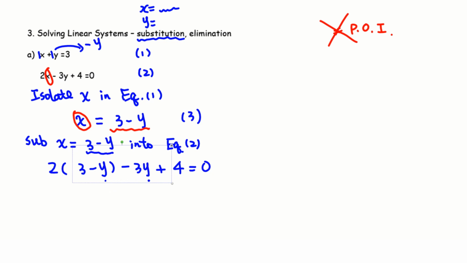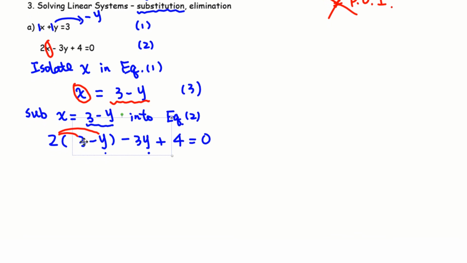We have brackets. We need to get rid of the brackets, otherwise we couldn't collect the like terms. So 2 times each term in the bracket. So 6 minus 2y minus 3y plus 4 equals 0.